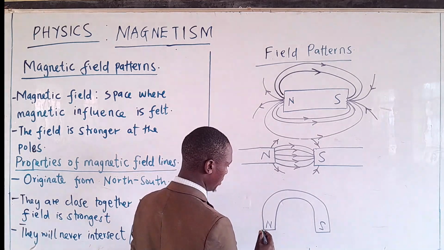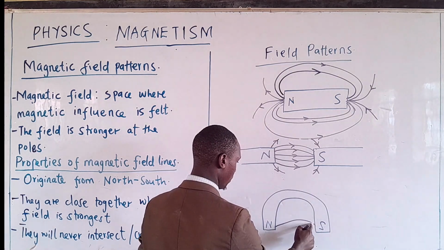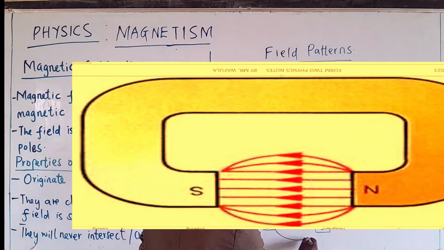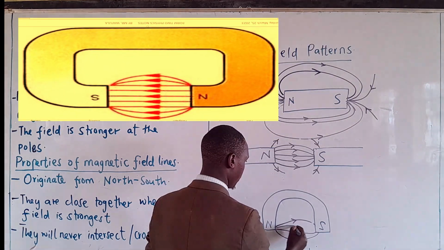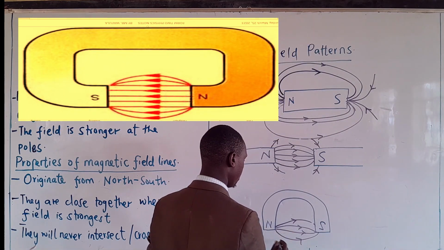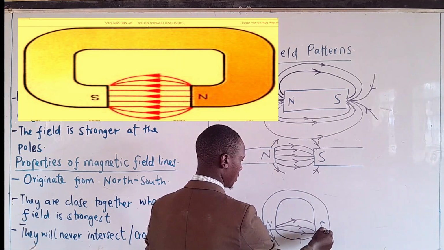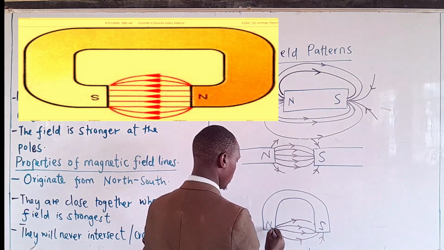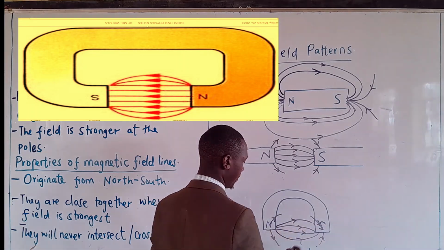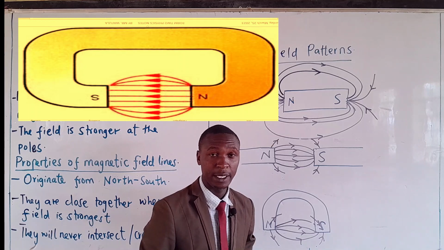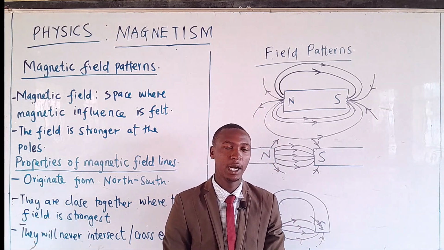Now this one, we're going to draw lines again from the north to south, from the north to south. The direction has to be shown from the north all the way to the south, again. So that's how we can draw the magnetic field patterns of any magnet.